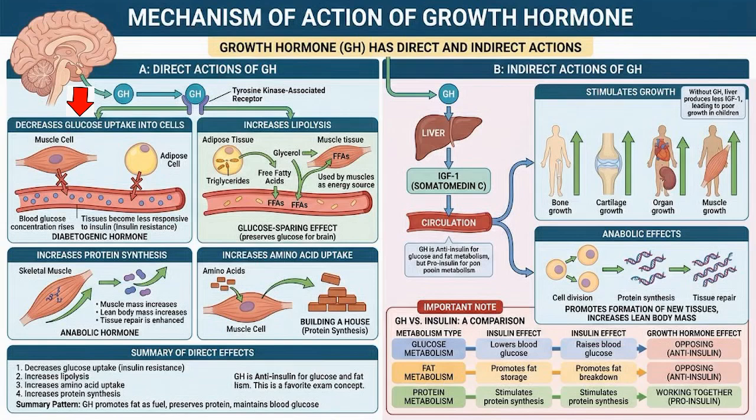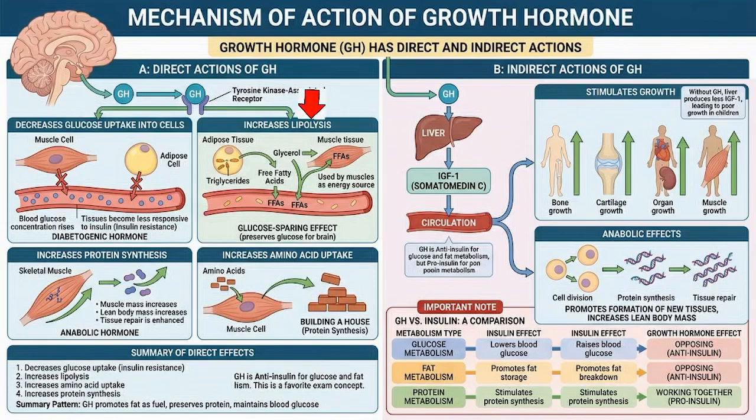Normally, insulin promotes glucose entry into these cells. Growth hormone does the opposite. By decreasing glucose uptake, more glucose remains in the bloodstream. As a result, blood glucose concentration rises. Tissues become less responsive to insulin. This is called insulin resistance. For this reason, growth hormone is considered a diabetogenic hormone, meaning excessive GH can contribute to hyperglycemia.